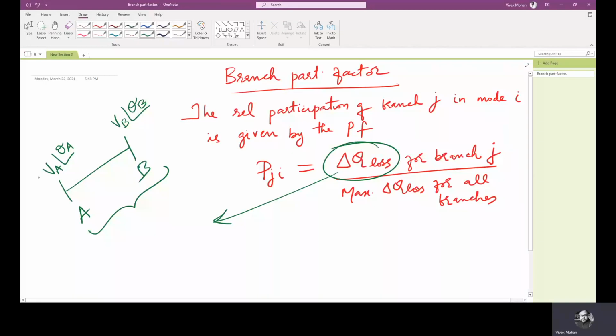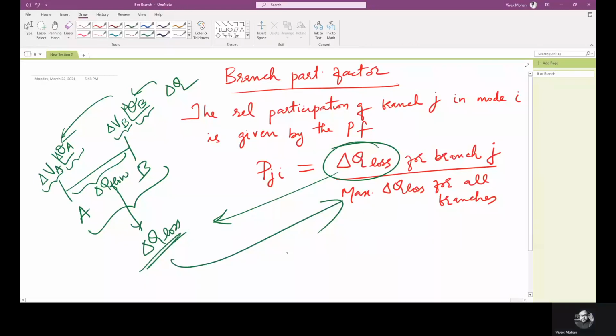As this is incremental or deviation in voltage and deviation in angle, we are representing it by delta. So we need delta VA, delta theta A, delta VB, delta theta B for a change in reactive load in the system. Somewhere some delta Q has happened. Because of that, these two things have changed. Because of this, the reactive flow, delta Q flow, has changed. Because of this, delta Q loss has changed. From this, we can find the participation factor, branch participation factor.